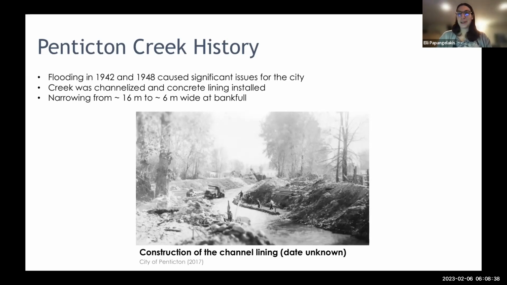I'm sorry, all my units are going to be in meters, so I'm not sure how to translate that into feet. But the idea is that you can see it's significantly narrowed, and that was mostly done to accommodate things like roads and bridges and all the usual sort of things. Because it was narrowed, it was also made quite deep at the time. And essentially it was just a concrete drainage canal.